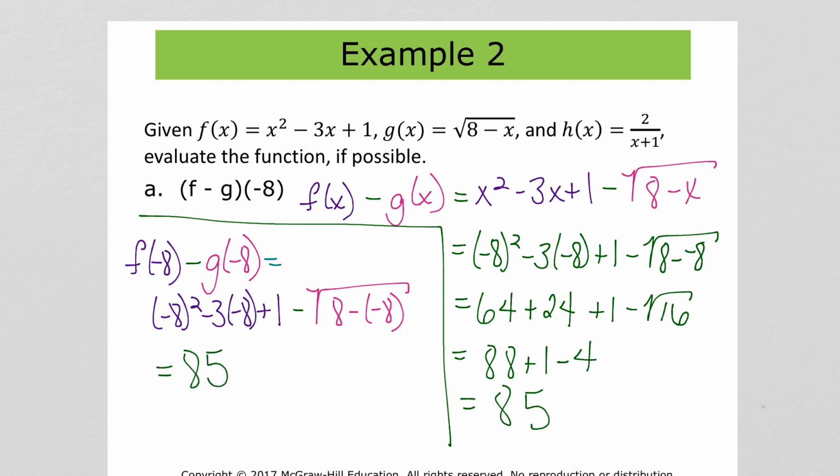So either way you choose to do it, you might find this method a little bit quicker. But if you've already found f of x minus g of x, you could just plug in. Sometimes when you found f of x minus g of x, it's smaller than plugging in over to the left. In this case, there weren't like terms when we found it.